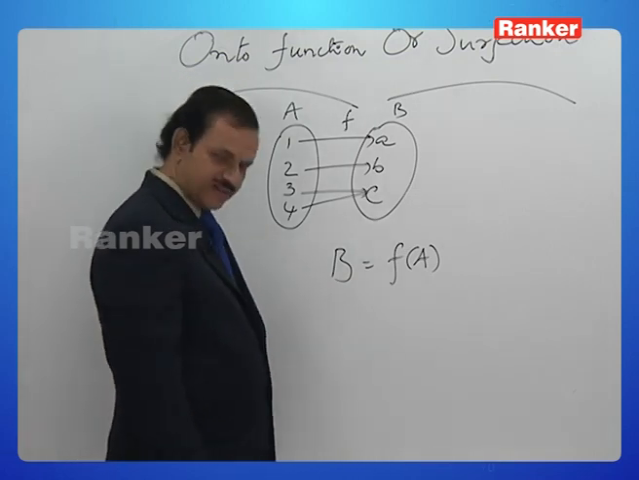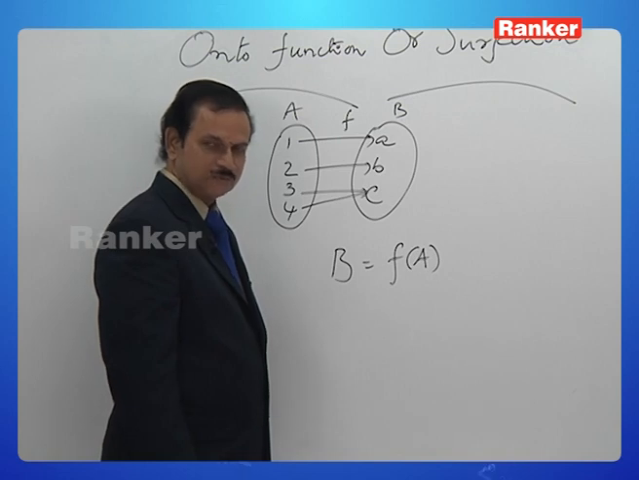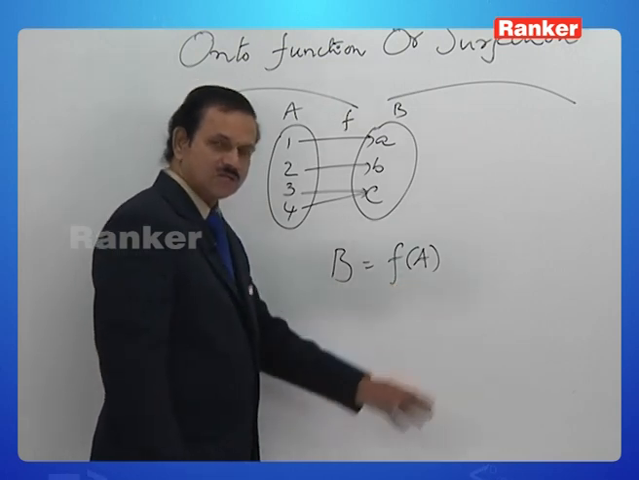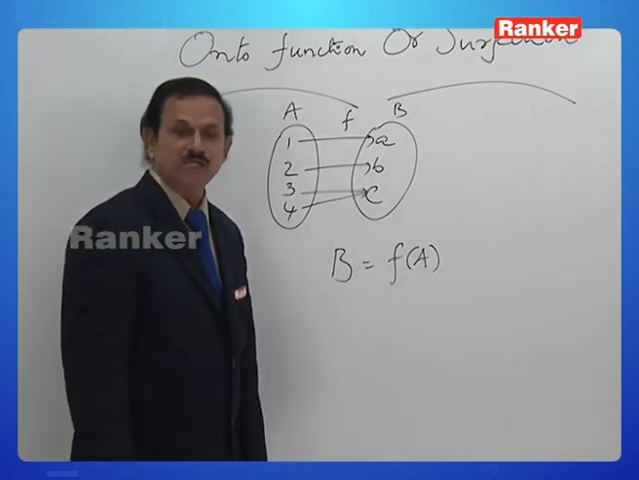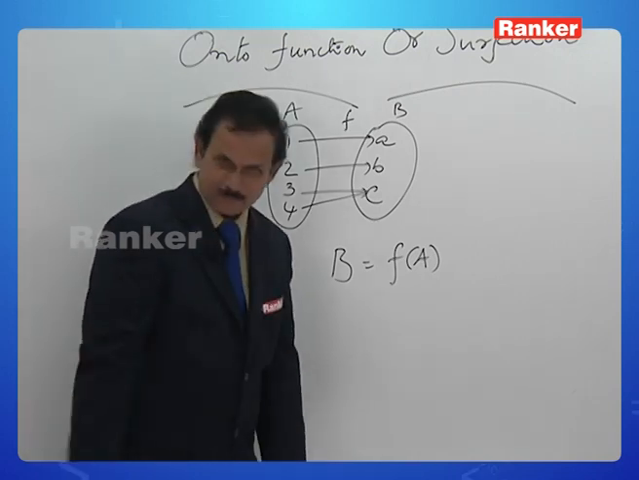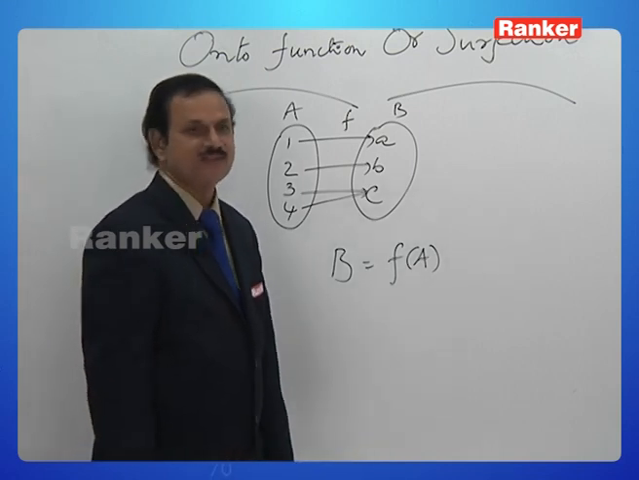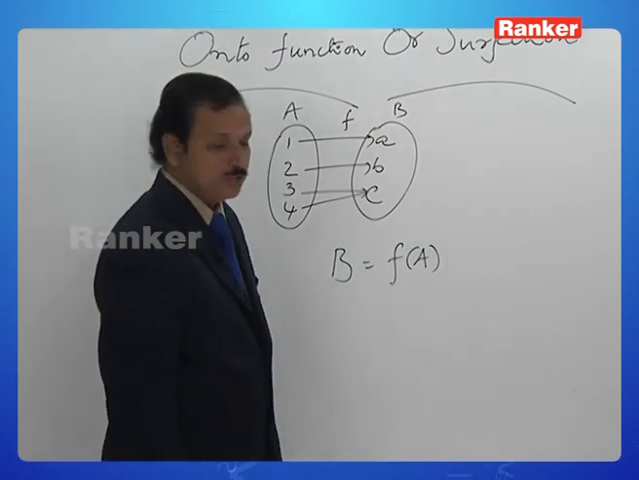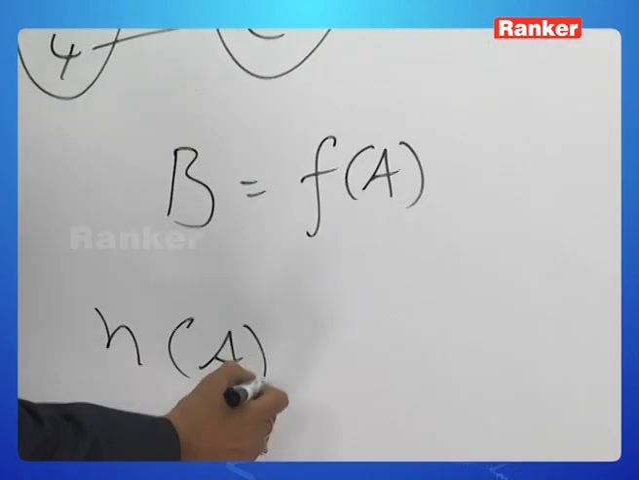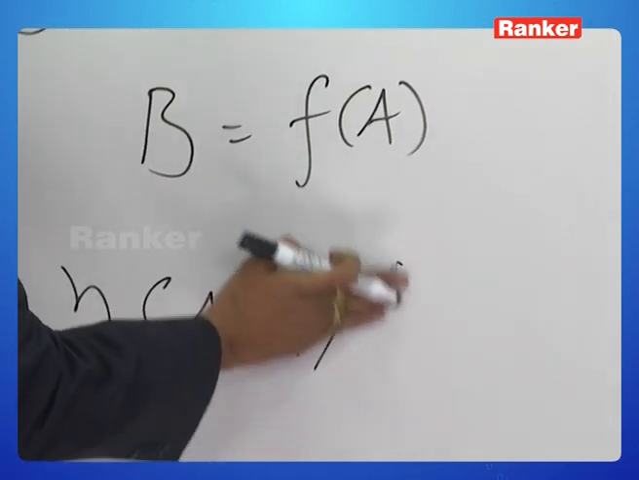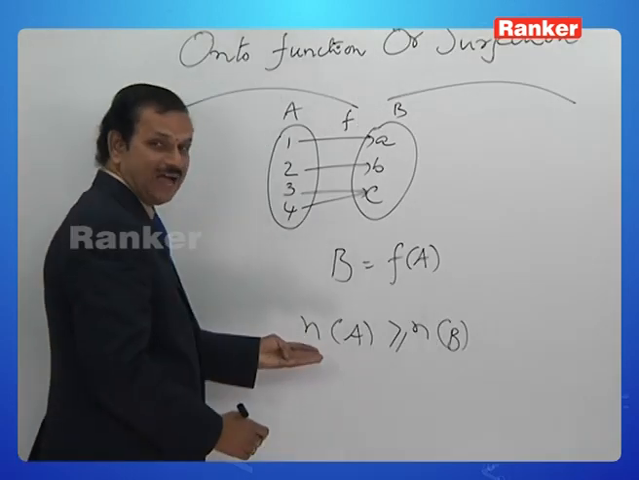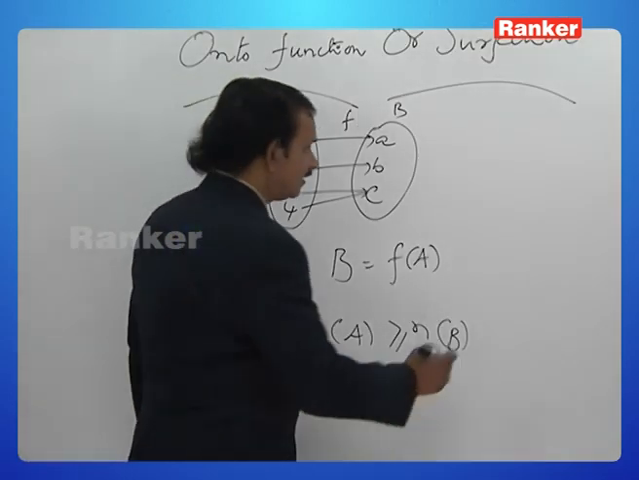Therefore, to identify that a function is onto or a surjection, what should we have? B is equal to f of A. That is, the codomain coincides with the range. Well, if A and B are finite, what can you say about n of A and n of B to define an onto function? Here, clearly, n of A must be greater than or equal to n of B. Why should it happen? We shall see what is there.